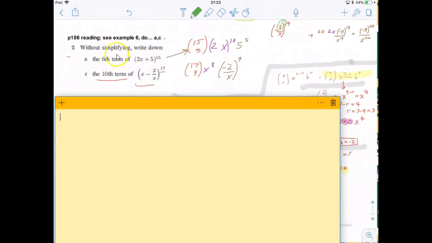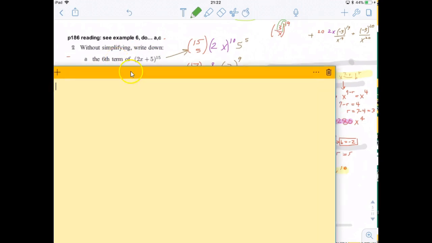Okay, so it says, without simplifying, write down the 6th term of 2x plus 5 to the 15th. This would be a really easy exam problem, but they might ask you something like this. So first what you're going to do is write the Pascal's triangle coefficient. I'm doing it in red here. Since they asked for the 6th term, I know that the 6th term is actually one more than the r value. So the 6th term is an r value of 5, so I fill in 5 for the r here.